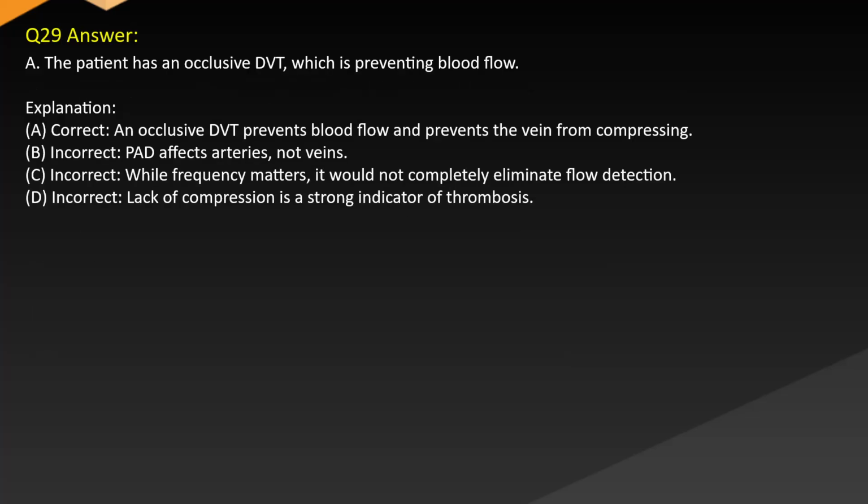Answer A. The patient has an occlusive DVT, which is preventing blood flow. Explanation. A. Correct. An occlusive DVT prevents blood flow and prevents the vein from compressing. B. Incorrect. PAD affects arteries, not veins. C. Incorrect. While frequency matters, it would not completely eliminate flow detection. D. Incorrect. Lack of compression is a strong indicator of thrombosis.